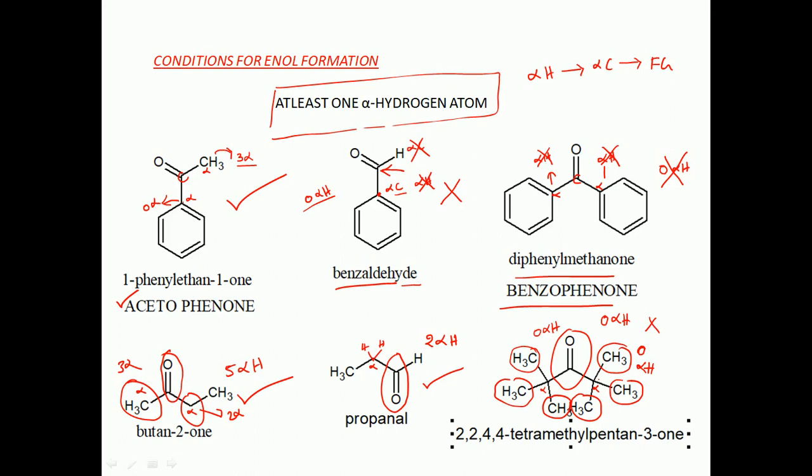So these are some examples, okay, but we can look at any example based on this concept: the condition is that the molecule should have at least one alpha hydrogen.